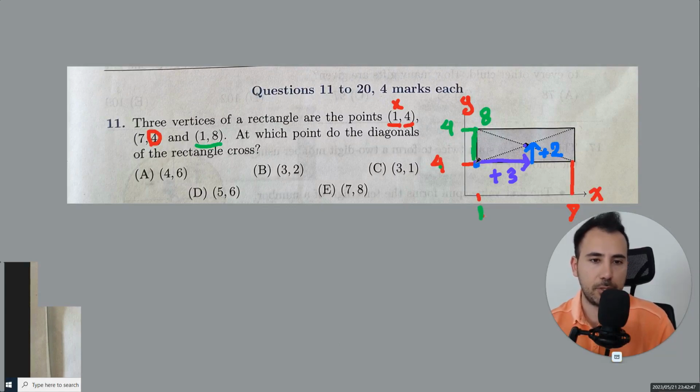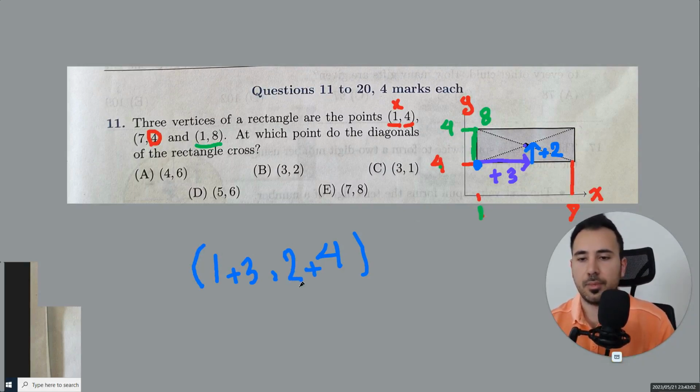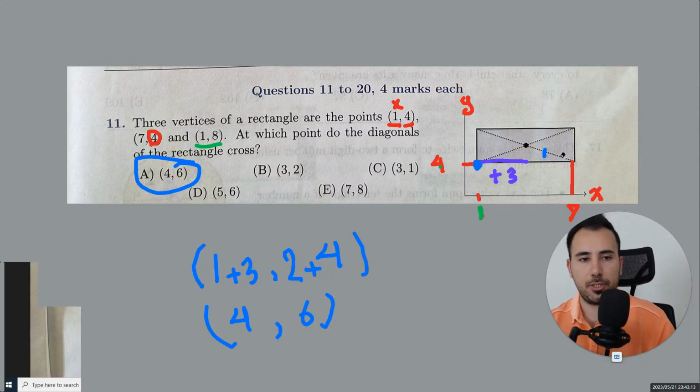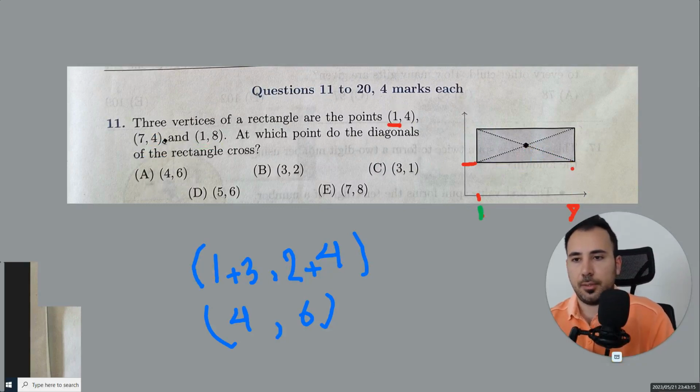So from this point, which was 1 and 4, okay, x1 plus by 3. This 4 plus by 2, I have to write it backward. So it will be 4 and 6. There we go. Okay, too much mouse. Let me clear everything.